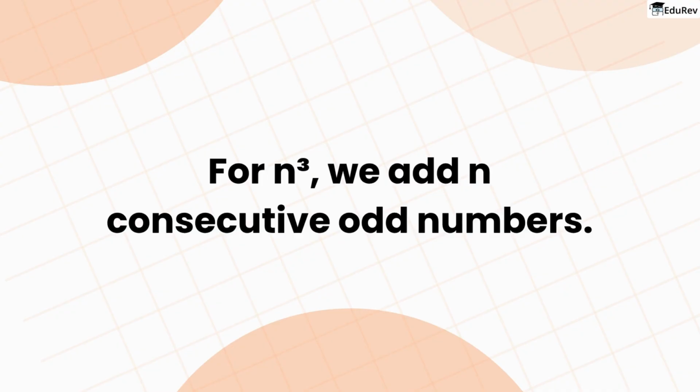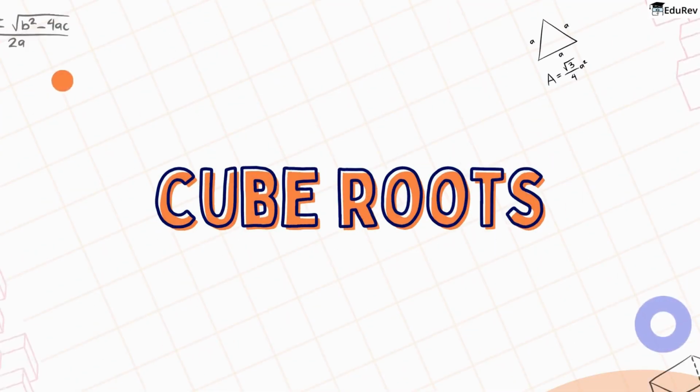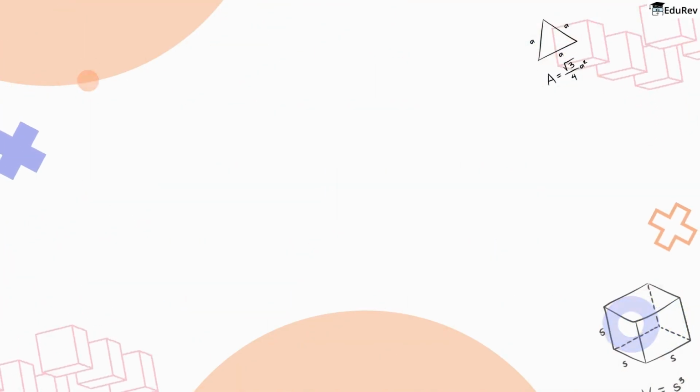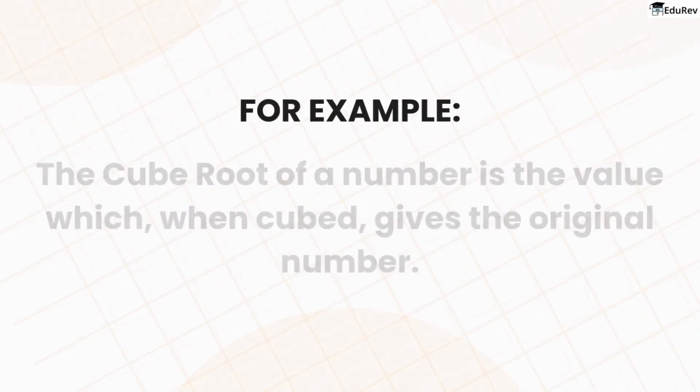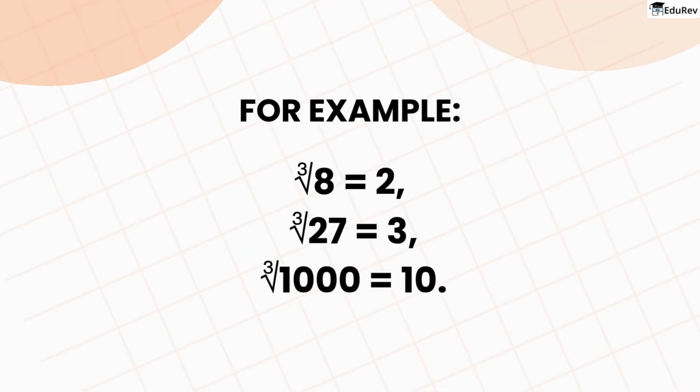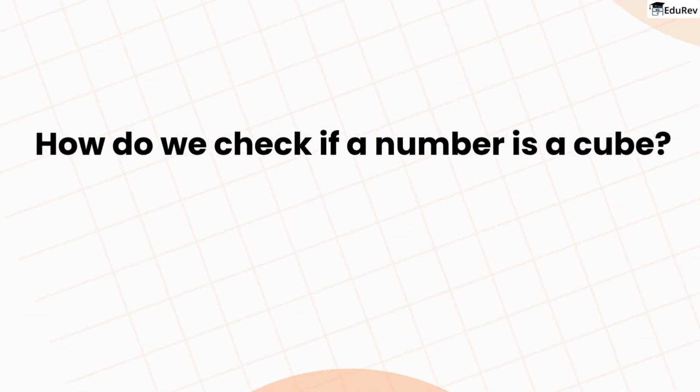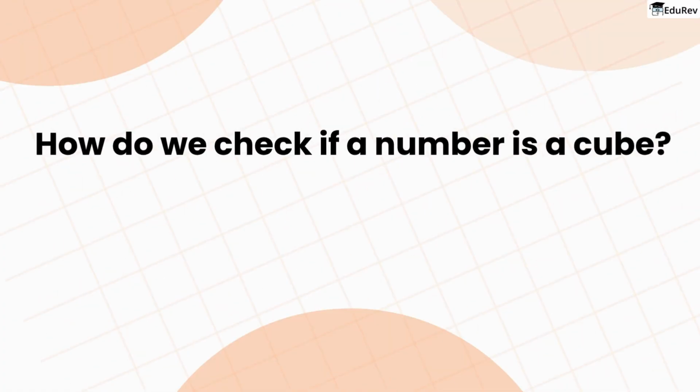And just like we studied square roots, now we'll explore cube roots. The cube root of a number is the value which, when cubed, gives the original number. For example, the cube root of 8 is 2, the cube root of 27 is 3, and the cube root of 1000 is 10. Now, how do we check if a number is a cube?